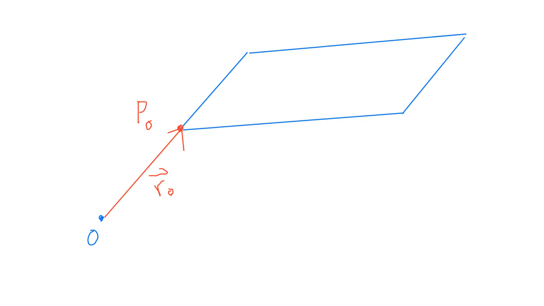What we could do, though, is from that point p sub 0 in the plane, we could have vectors u and vector v. See that? Vector u and v.